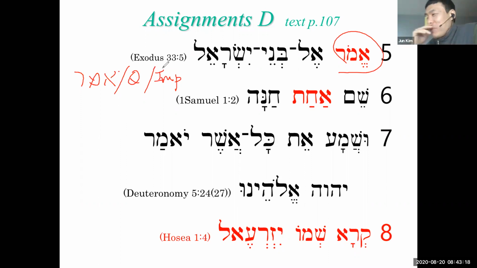Okay, so why do you think this is imperative? What can you see? The Shewa and the Holem. Very good. But why is it composite Shewa? It's a Shewa, but it is composite Shewa. Why? Can you guess? Yeah, there must be a special reason for that. The pure Shewa cannot come under a guttural letter.